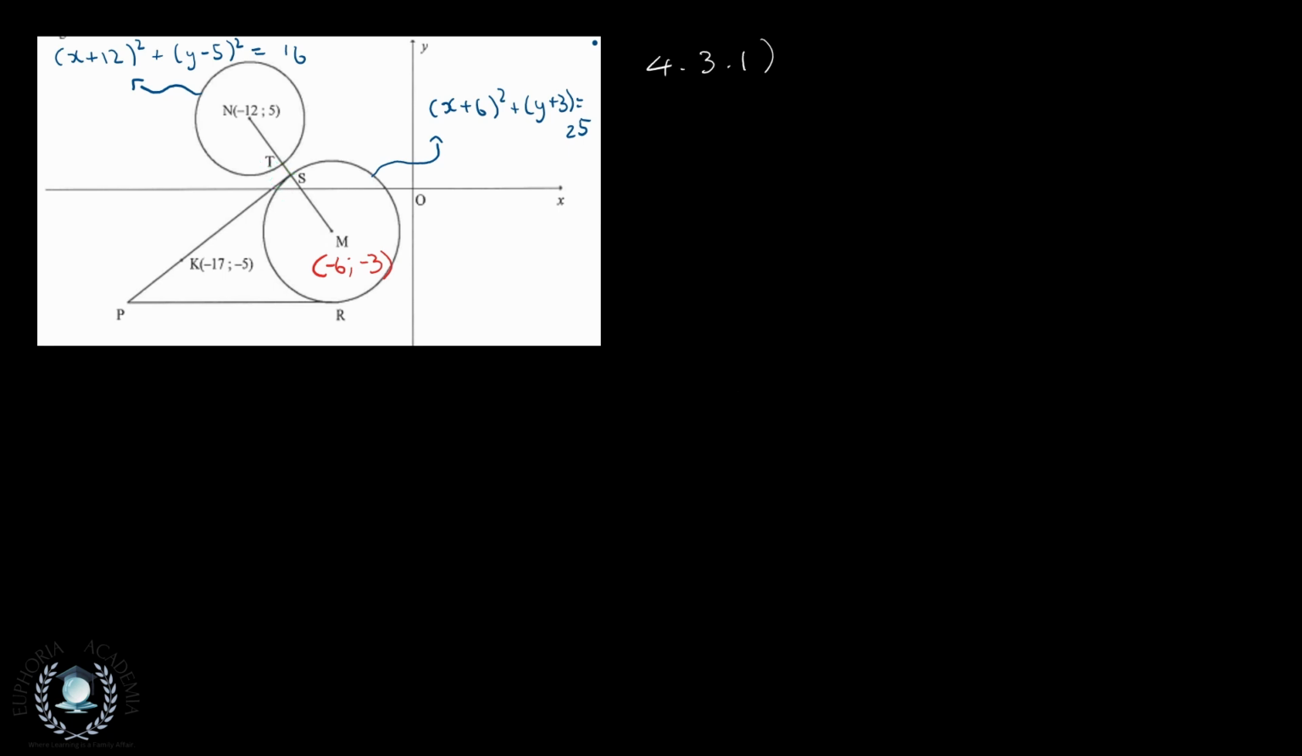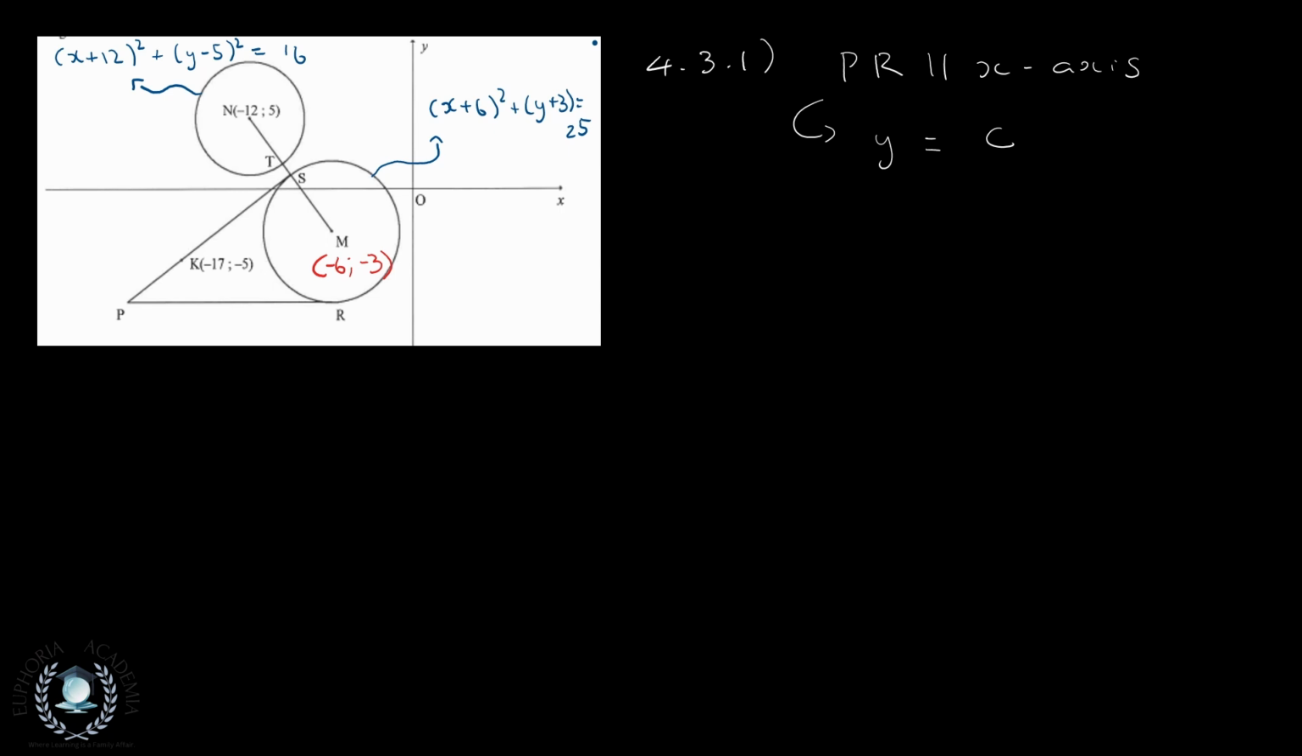For question 4.3.1, we're asked to find the equation of the tangent PR. Now we know that PR is parallel to the x-axis, and because it's parallel to the x-axis, its equation is going to be in the form of y equals some constant. So that means we just have to find the y coordinate of either R or P.